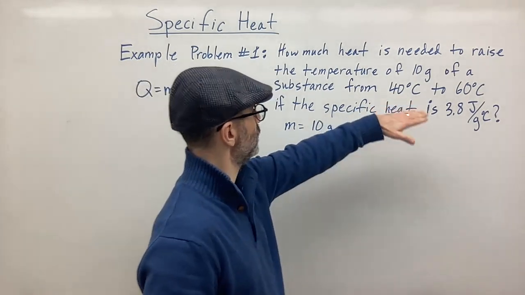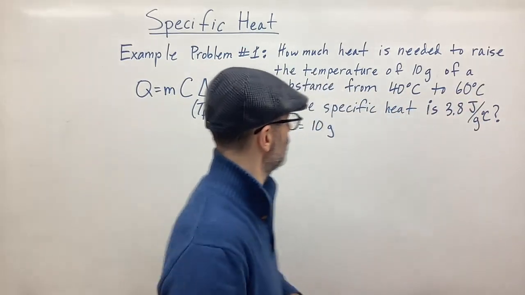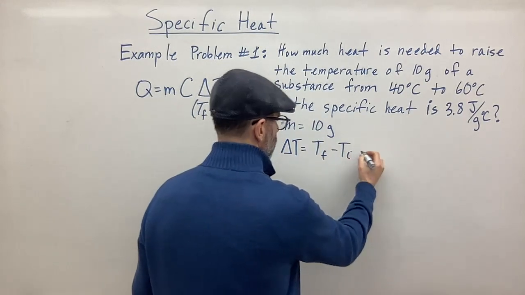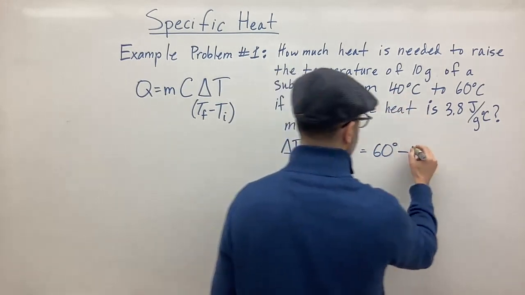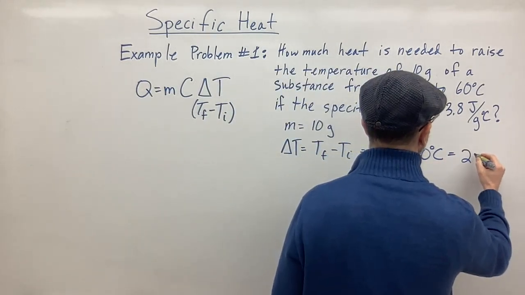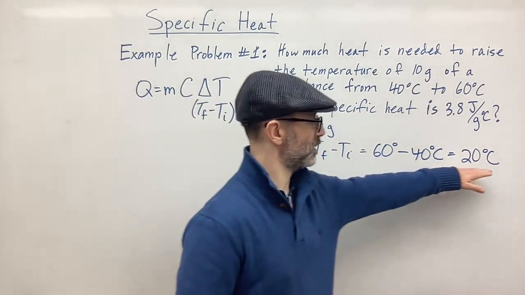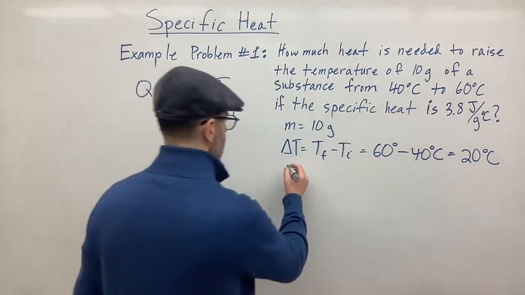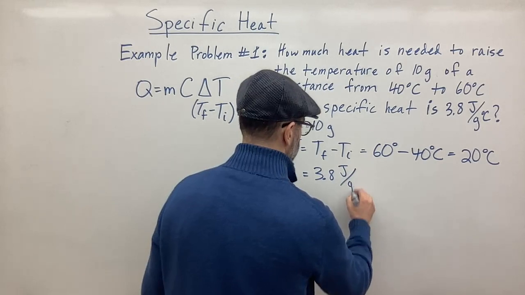We're given that we're heating the substance from 40 degrees to 60 degrees. So our initial temperature is 40, and our final temperature is 60. So our delta T is equal to final temperature minus initial temperature, which is 60 degrees minus the initial temperature, which is 40 degrees Celsius. And then we find that difference, and it's going to be 20 degrees Celsius. So that's our change in temperature. And finally, they give us the specific heat. So the specific heat, again, is C, capital C, which is equal to 3.8 joules per gram degree Celsius.